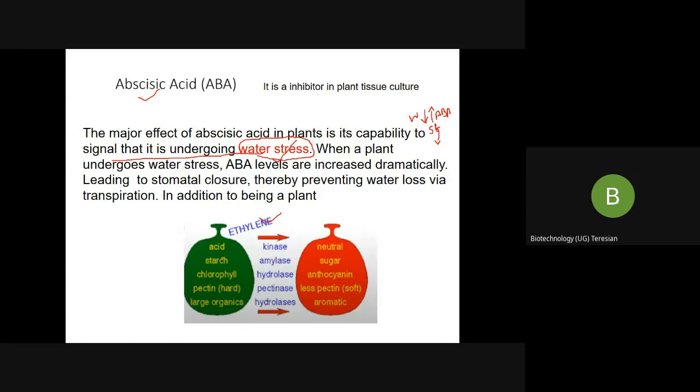Similarly, the starch in the presence of amylase is converted to sugar, and the green color chlorophyll, because of the enzyme hydrolase, is converted to anthocyanin. So these are some of the examples which ethylene and abscisic acid have in a normal plant. But when it comes to the tissue culture level, hardly do they have any function.